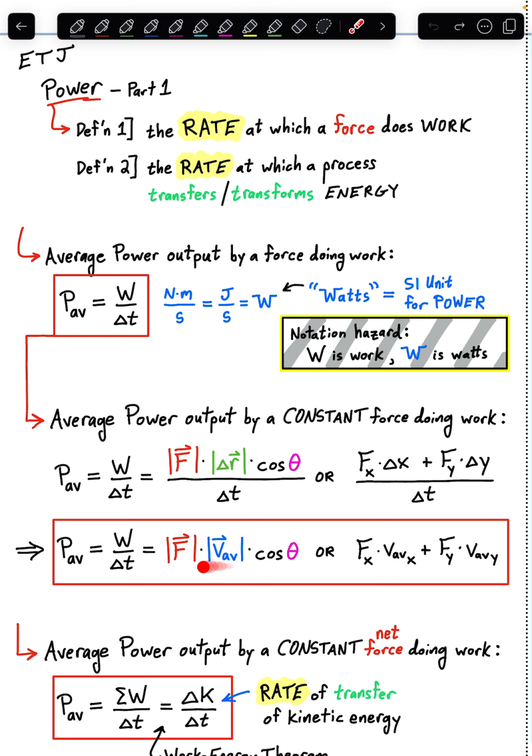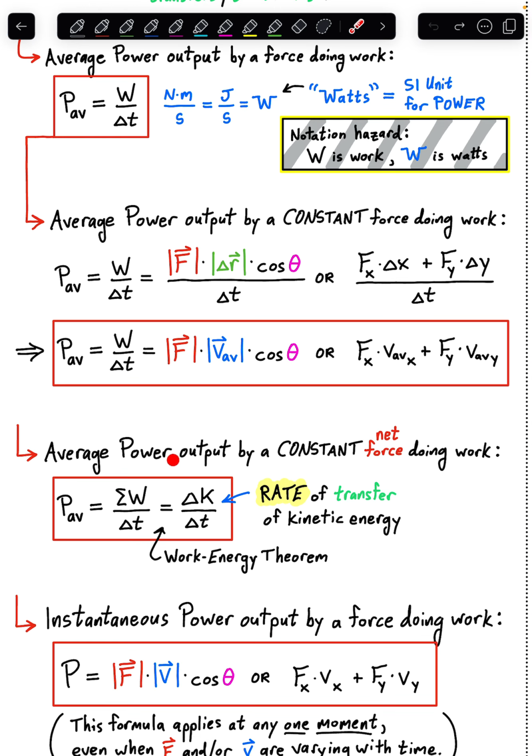Force times velocity gives us power. Or using formula 2 for work, delta x over delta t, that's going to be the x component of average velocity, and delta y over delta t, that's the y component of average velocity. So we can also find average power by a constant force doing work by taking Fx times v average x plus Fy times v average y, the sum of the products of the parallel parts.